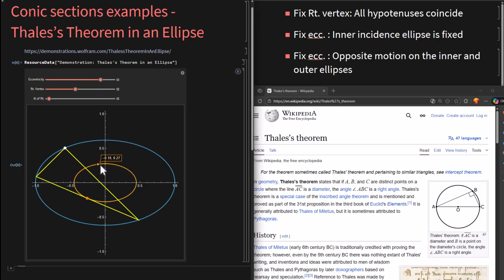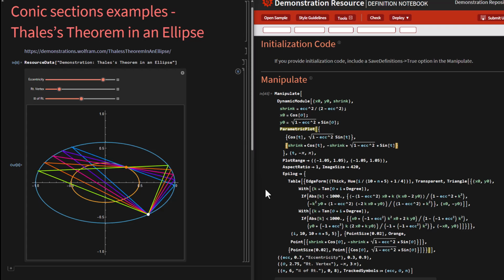But if you take a look at the shape of the inside one and the outside one, it looks like a smaller version of the outside one. Yes, this is actually a correct statement, because the inner one is similar to the outer one, which means they have the same eccentricity. But the inner one is a shrinkage of the outside one by a factor of e squared over 2 minus e squared. e is the eccentricity.